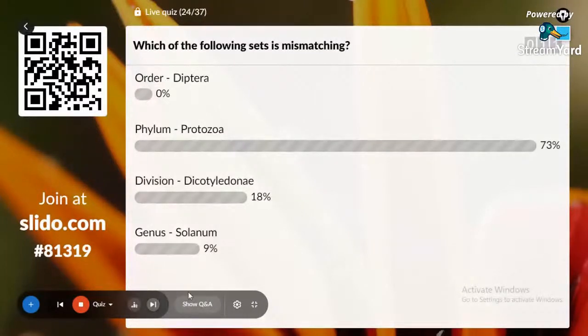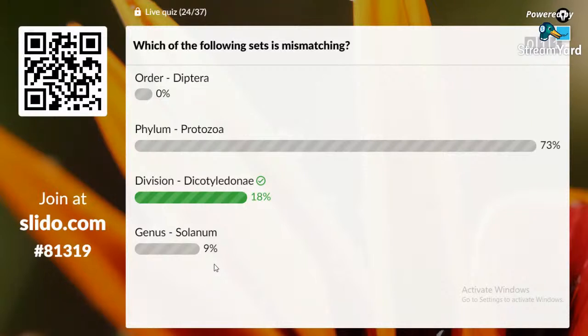Guys, phylum Protozoa. Protozoa also comes under the phylum of invertebrates. You don't have such a phylum, Protozoa, to study as per your syllabus. But phylum Protozoa is also included as a phylum, the very first phylum before phylum Porifera, in the earlier classification. Dicotyledonae is not a division.